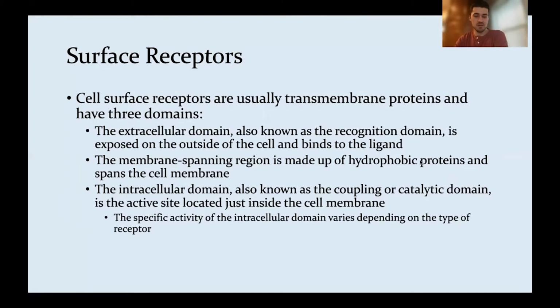So the intracellular domain is the 3rd one, and it's also known as the coupling or the catalytic domain, and it's the active site, and it's located just inside the cell membrane. So we say active site as just a general term that some sort of catalytic activity is going on in there, but it varies greatly depending on what receptor you're actually activating, which we're going to talk about right now.